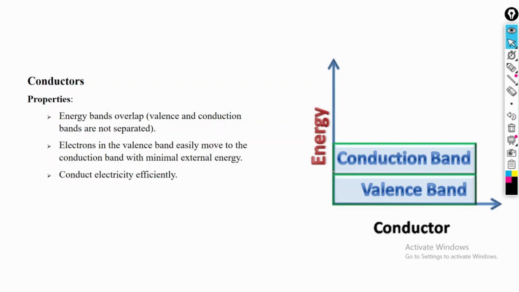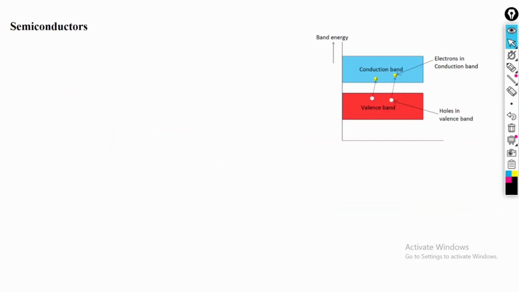So a small amount of external energy is used to transfer the electron from the valence band to the conduction band, and make them available for conduction. So the electron in the valence band easily moves to the conduction band with the minimum external energy. The conductor conducts electricity efficiently because of the existence of a large number of free electrons in the conduction band. Examples of the conductor include copper, silver, iron, aluminum.